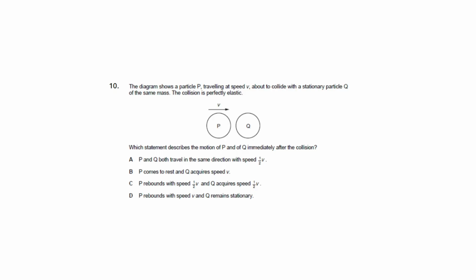The diagram shows P traveling at speed v about to collide with a stationary particle Q of the same mass. The collision is perfectly elastic. So we can see that P is hitting Q. Which statement describes the motion of P and of Q immediately after the collision? So one thing that should stand out to you is that this collision is elastic, meaning that momentum and kinetic energy are conserved.